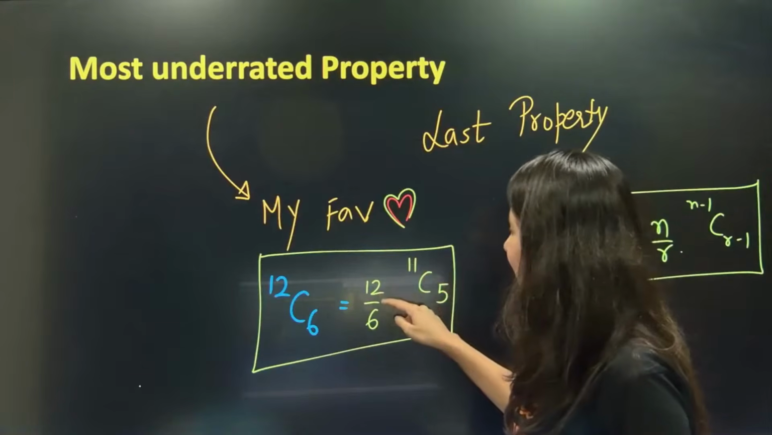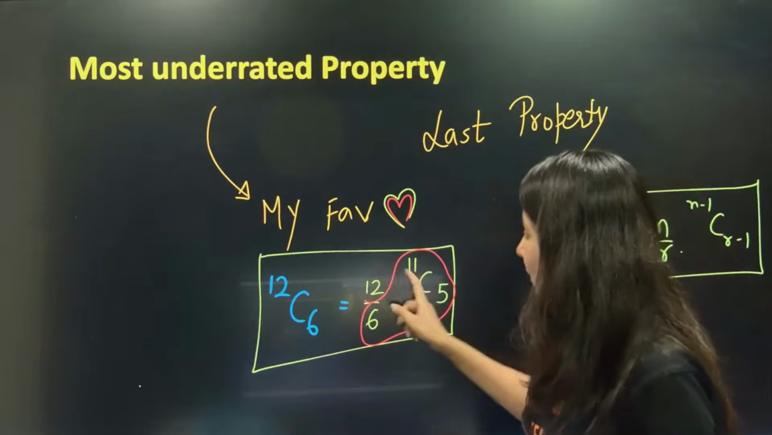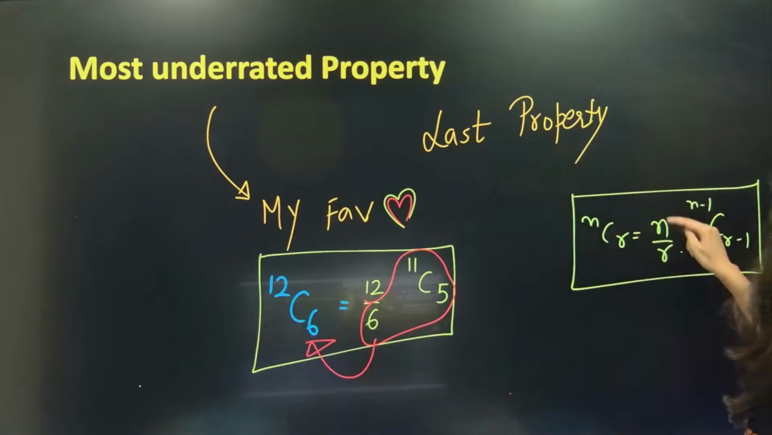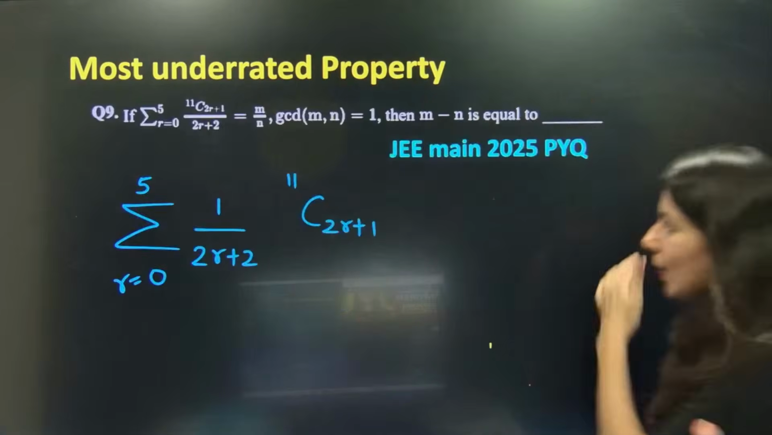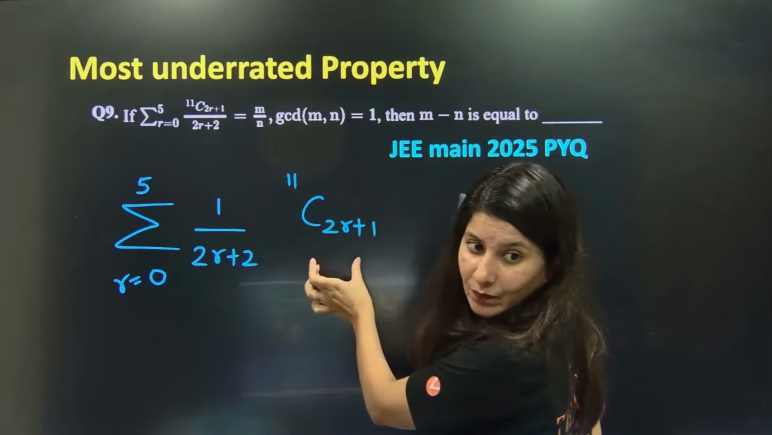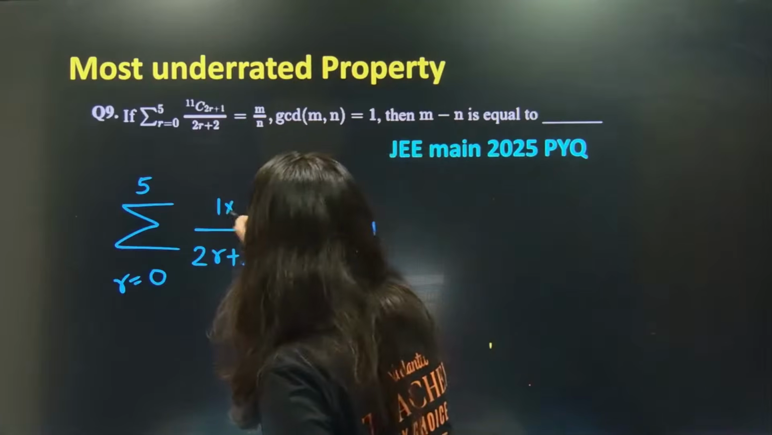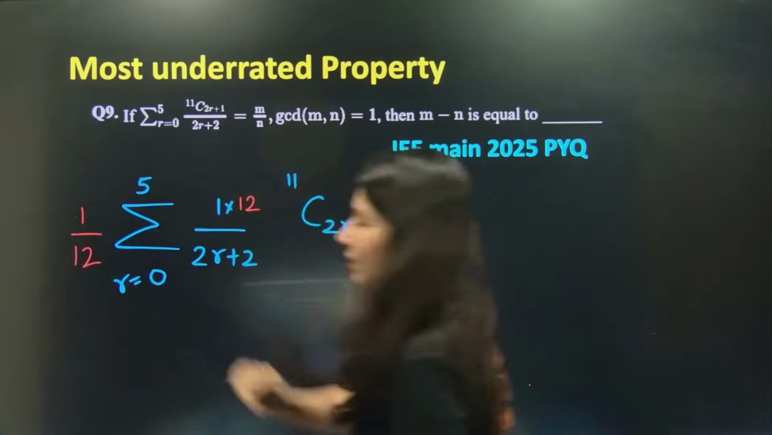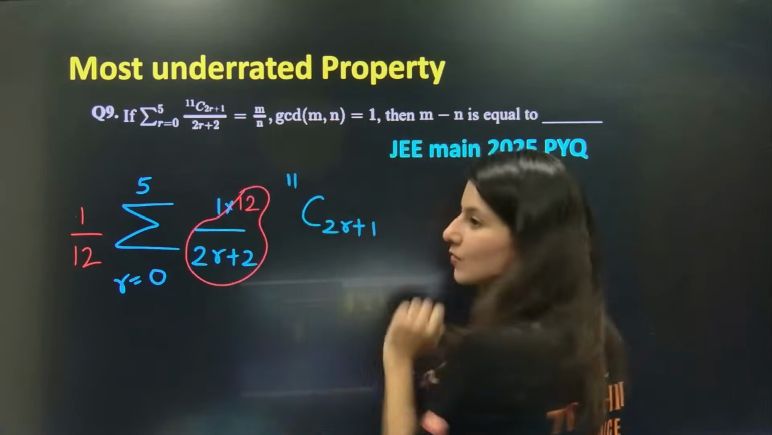Suppose 11C5 and 6 is given to you. So all you have to do is you need a 12 so that you can write it as this. Reverse property. Okay. So n by r, n minus 1 C r minus 1. All you need is n by r. So right now, can you see that 2r plus 2 is here and 2r plus 1 is here. Okay. So you just have to multiply 12 and divide by 12. Can you see? This is n by r and this is n minus 1 C r minus 1.